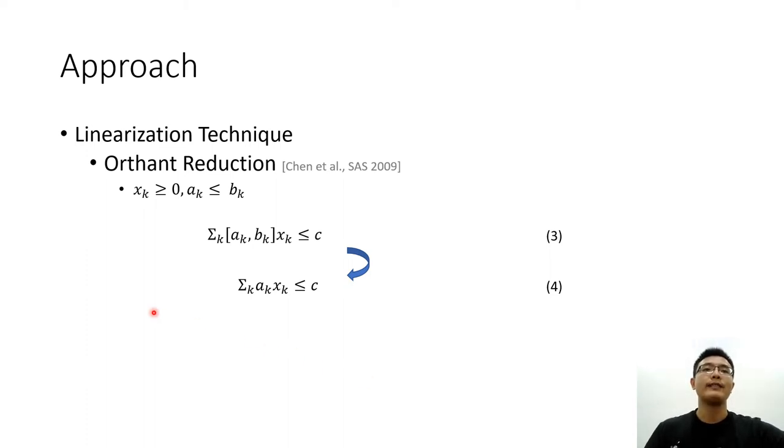To linearize interval inequality during the process of elimination, we introduce one linearization technique, that is Oettli-Prager reduction. When x_k is bigger than or equal to 0 and a_k is less than or equal to b_k, we can use this reduction to linearize interval inequality 3 into scalar inequality 4, which is sound.